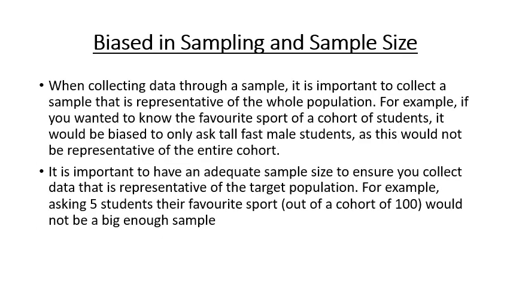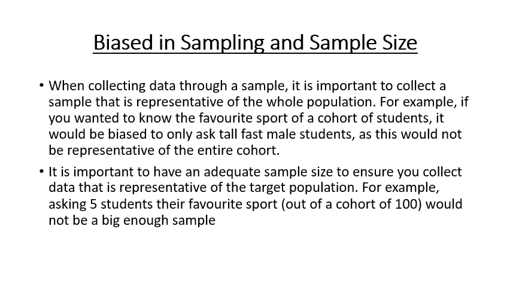If you decide that you are going to conduct a sample in your statistical investigation, it's extremely important to make sure that two things happen. One is that the sample isn't biased, and the other is that your sample is actually a big enough size to represent the whole target population. So I guess, for example, if you wanted to know the favourite sport of the cohort, like we've just said, it'd be biased to only ask tall, fast male students, because they probably wouldn't give you an accurate representation of the entire cohort's thoughts of a favourite sport.